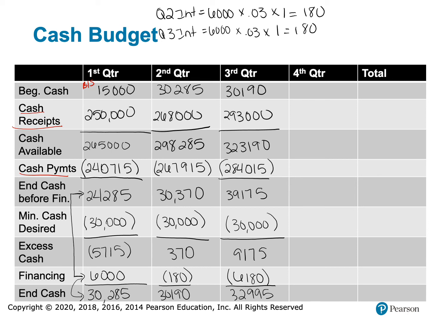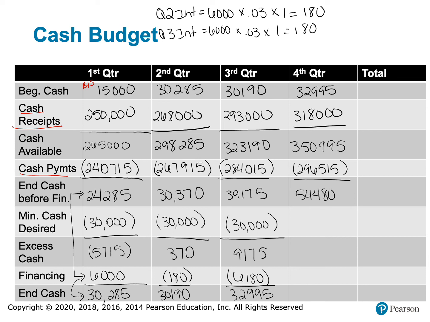So my beginning balance with quarter 4 is $32,995. When I look at my schedule of cash receipts, my cash receipts are $318 for quarter 4. So that leaves me with total cash available of $350,995. Now, looking at my schedule of cash payments, my total cash payments are $296,515, which leaves me ending cash before financing of $54,480.